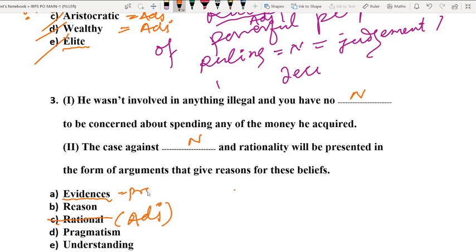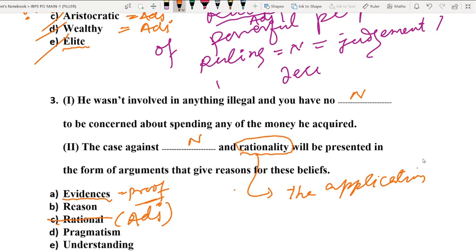Evidences means proof, proof of something, and it is not synonymous with rationality. Rationality means the application of logic. So logic and evidence are not synonymous. We can outrightly eliminate option A from that angle. Two options have been eliminated so far. Then let us go to option D, pragmatism.